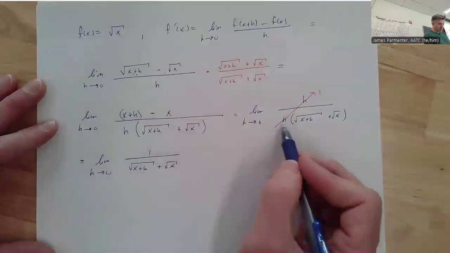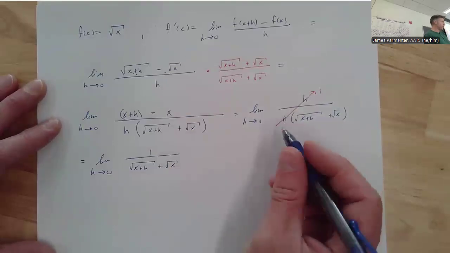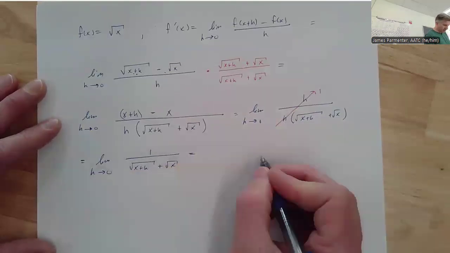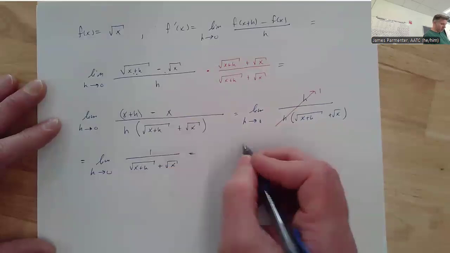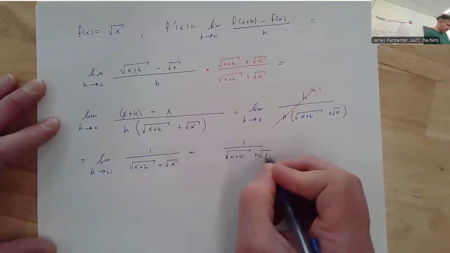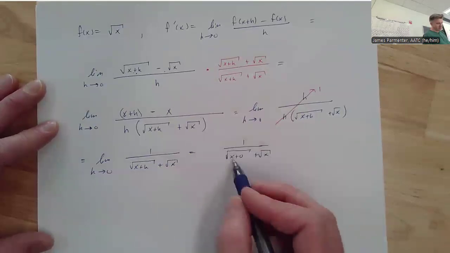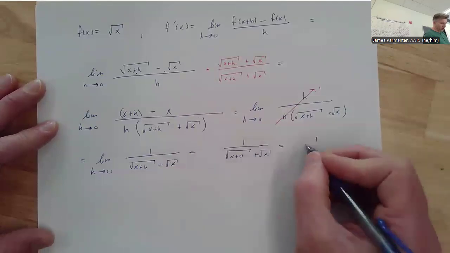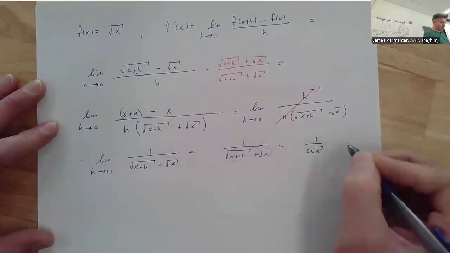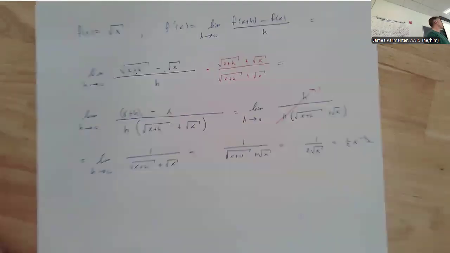Now that we've gotten rid of the problematic h in the denominator, every remaining h just gets to become 0. So we evaluate the limit. We don't write the limit anymore. We just get 1 over the square root of x plus 0 plus the square root of x. You can obviously skip this step, I think, and say, oh, I've got 1 over root x plus root x, which is 1 over 2 root x. Or if you prefer, 1/2 times x to the negative 1/2. As expected. Great, it works.